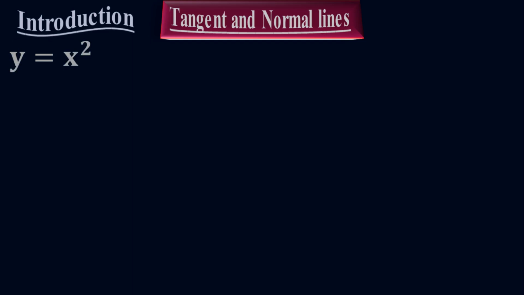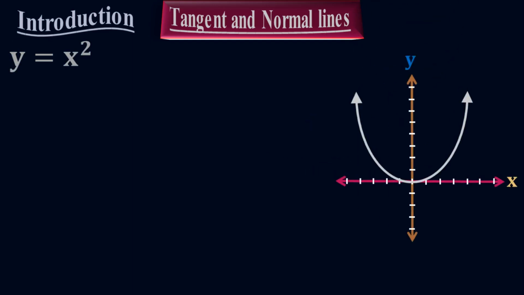Let's go for the new topic, which is tangent and normal lines. Let me give you a thorough introduction to tangent and normal lines. Look, if the given function is y equals x squared, which is a perfect parabola, it is an upward parabola.